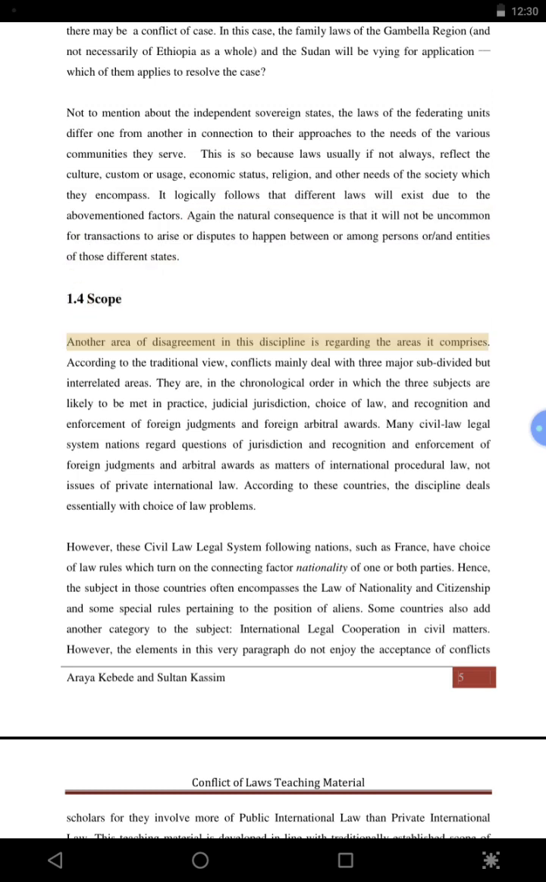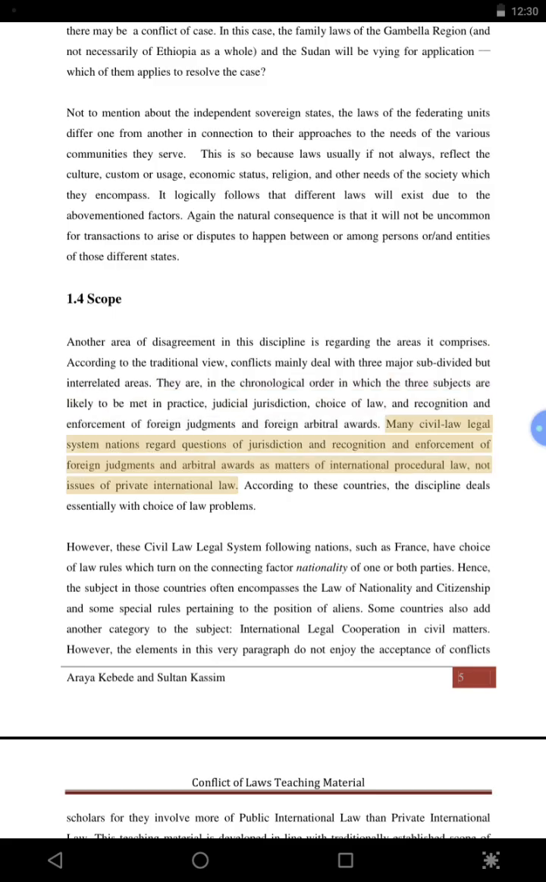1.4. Scope. Another area of disagreement in this discipline is regarding the areas it comprises. According to the traditional view, conflicts mainly deal with three major subdivided but interrelated areas. They are, in the chronological order in which the three subjects are likely to be met in practice: judicial jurisdiction, choice of law, and recognition and enforcement of foreign judgments and foreign arbitral awards.